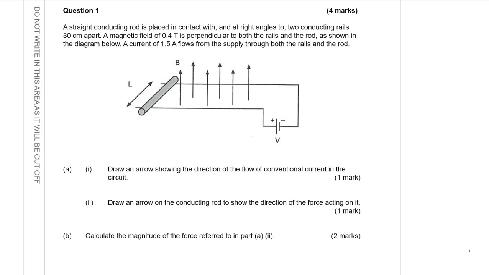Okay, so question one's a pretty straightforward one, and it's one of the easiest in the exam. So the first part is drawing an arrow to show the direction of the flow of conventional current. So your current's going to be flowing from positive to negative, so you could either draw an arrow that's going away from the positive, or you can also draw it that goes towards the negative over here.